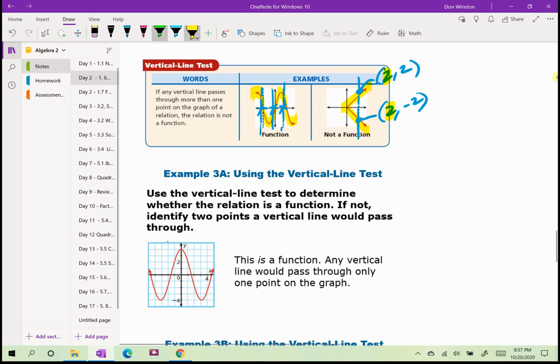Let's look at the next example. So here we have this graph, and we'll draw a vertical line. And if that vertical line only crosses in one spot, that relation is a function, and it is. That relation is a function.